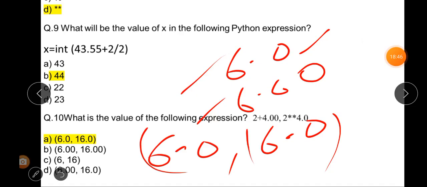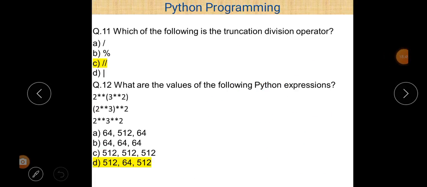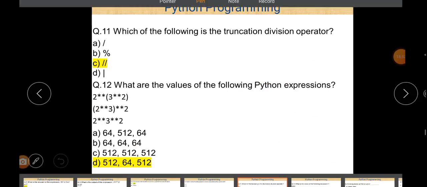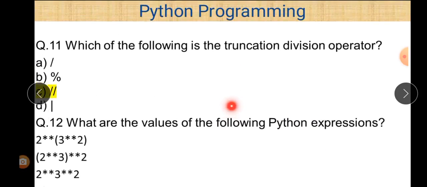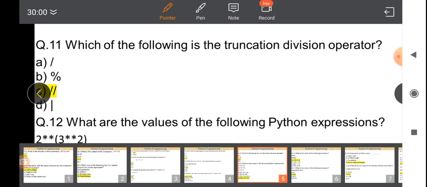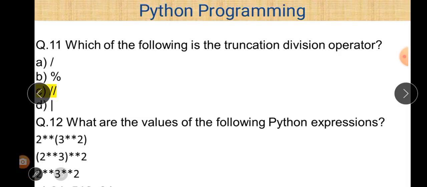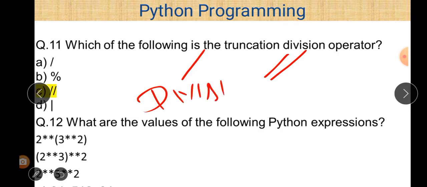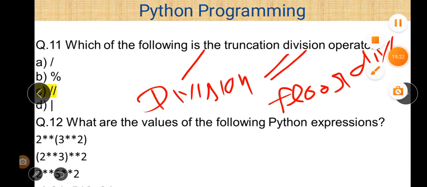Now let us take another question, question number 11. Which one of the following is the truncation division operator? As you know, there are two types of division operator, slash and double slash, which represent division and floor division respectively. Okay, so what is the difference between these two?